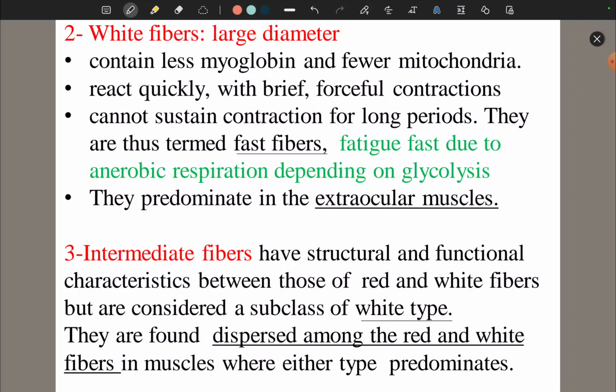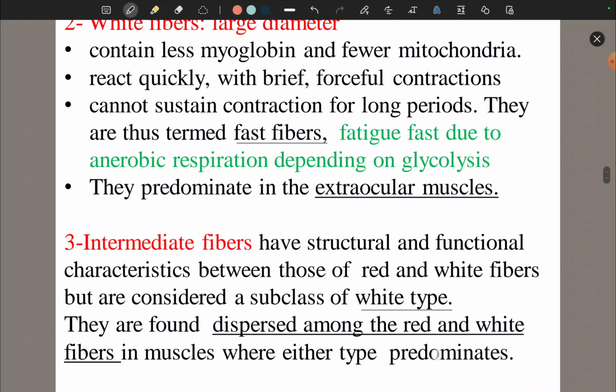The intermediate one, structurally and functionally, is intermediate between both red and white, and it is considered a subclass of white type. Sometimes they are classified as type 1 and type 2, type 2A and B. Type 2A is intermediate again, because it looks a little bit more like white fiber than red. They are found dispersed among the red and white fibers.